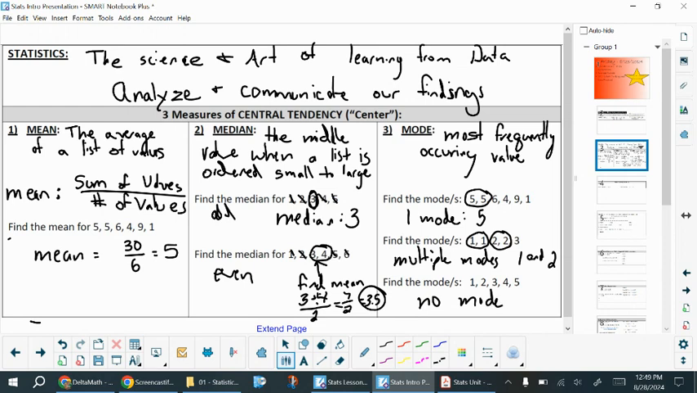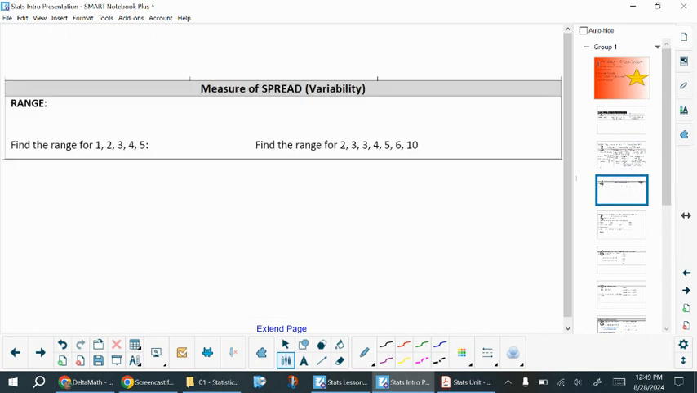So those are our measures of central tendency. That's what those are called. They're all ways of kind of getting the middle or the most normal of the numbers. Next up, we've got measures of spread, variability, which in this case, we're going to talk about range this year.